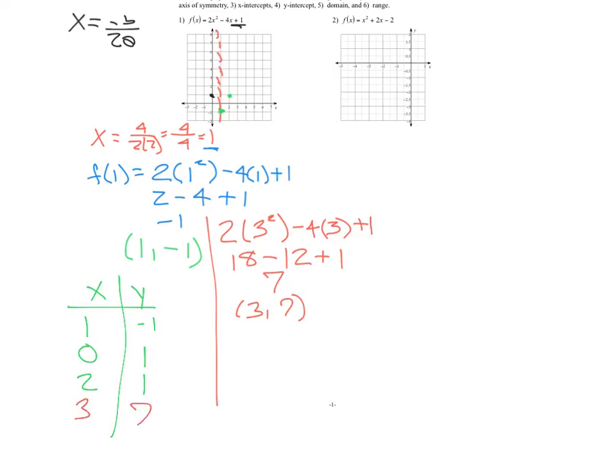So I'm going to look, 3, 7 will be right here. So I'll plot my point, and I see that's 2 units away from the axis of symmetry. So I'm going to do 2 units away on the opposite side, which will give me another coordinate of negative 1, 7. So there are my 5 points. I have enough to sketch in my parabola now.